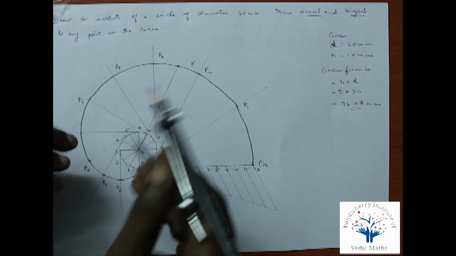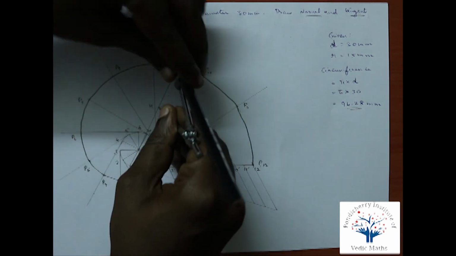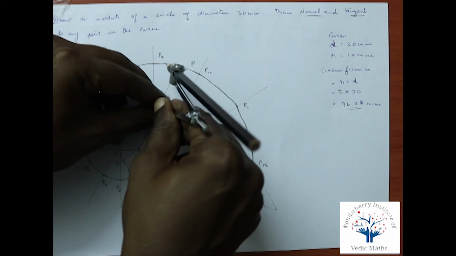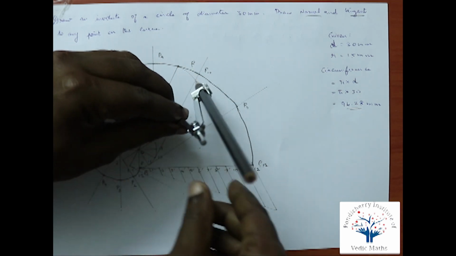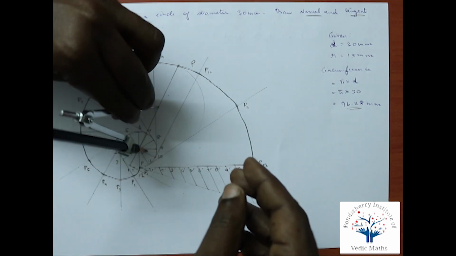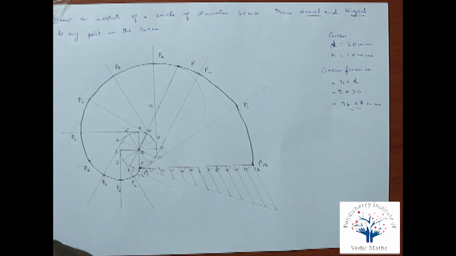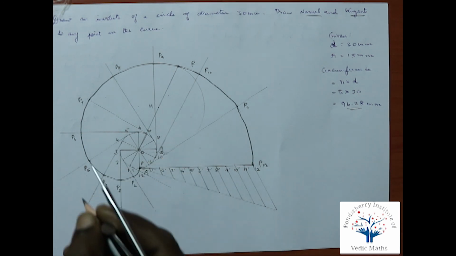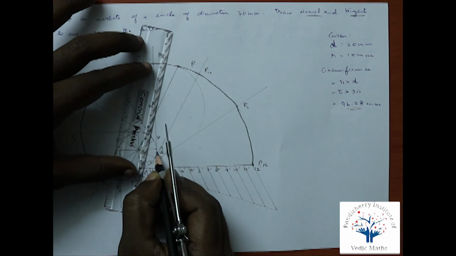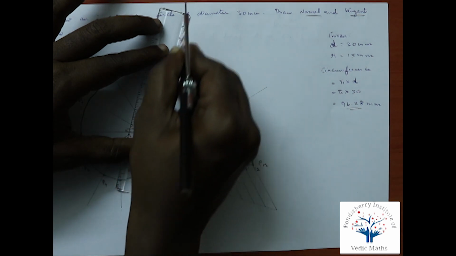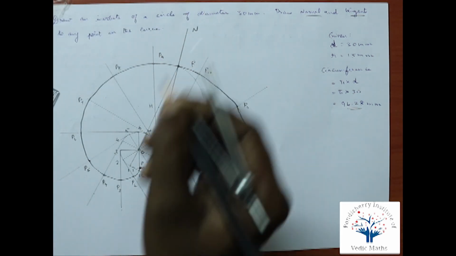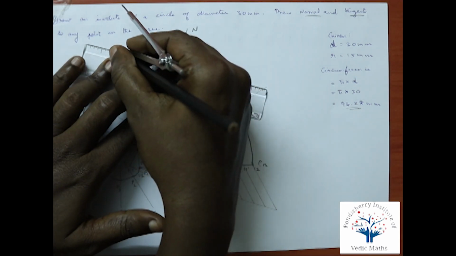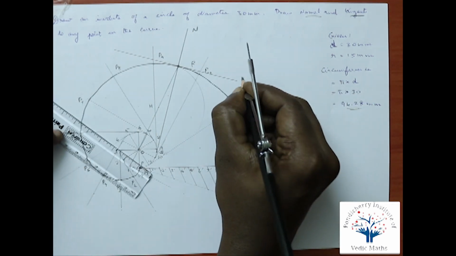So with M as center and MP as radius, draw an arc. We are drawing a semicircle. The semicircle will hit at a point here. Let this be Q. Join Q and P, and you will get the normal. Perpendicular to it, you will get the tangent.